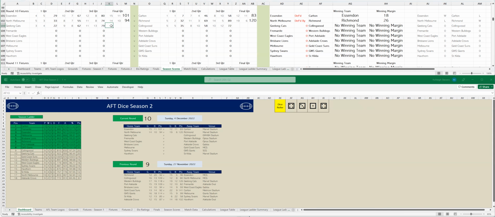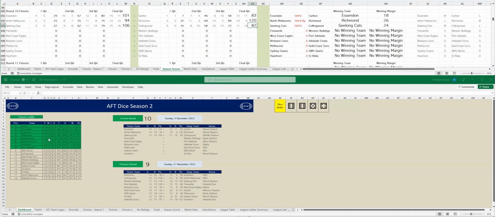Let's go to the last quarter. Geelong have kicked 4 goals 3. So that's 15 goals 16 to Collingwood 1-4. So it's 11 goals 16. And in the end, Geelong have won by 24 points.